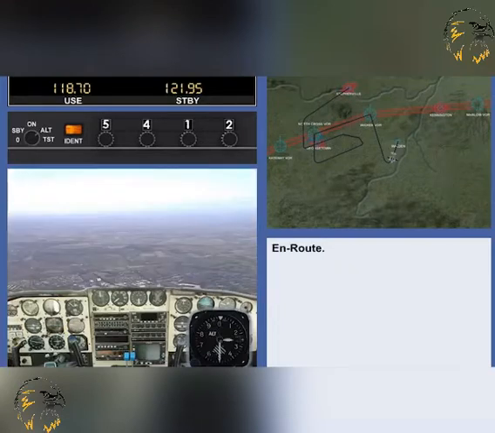In this example, note that the frequency change is acknowledged in full. In other words, the frequency is read back in full so that the controller knows that the aircraft has the correct frequency.